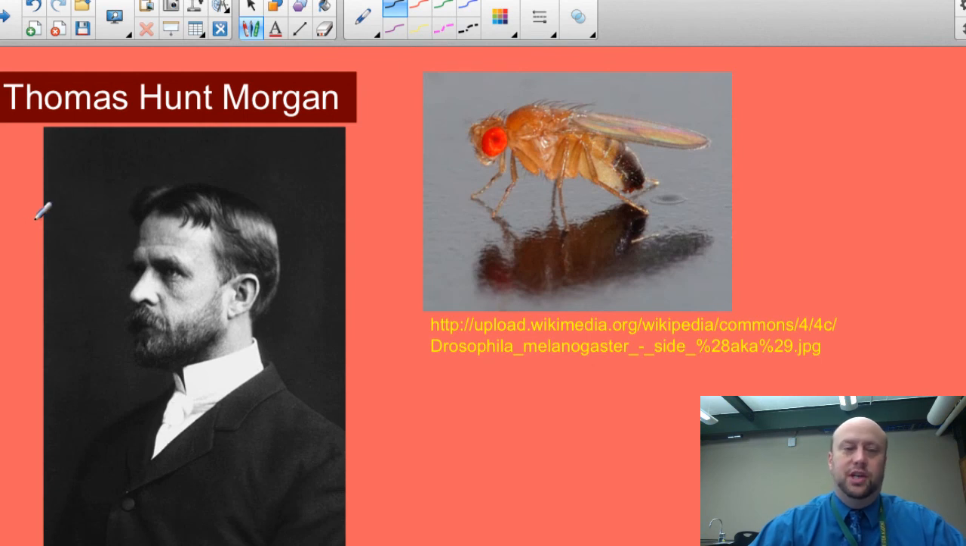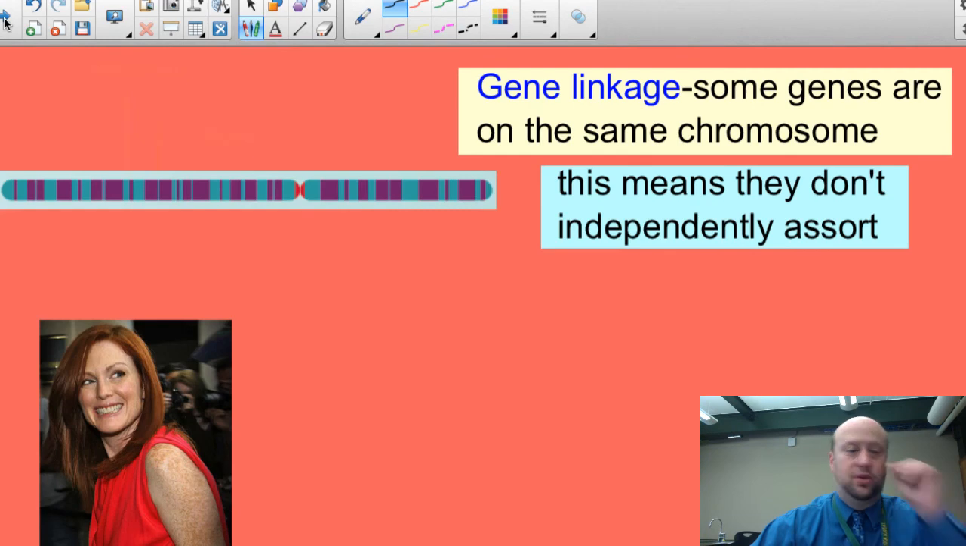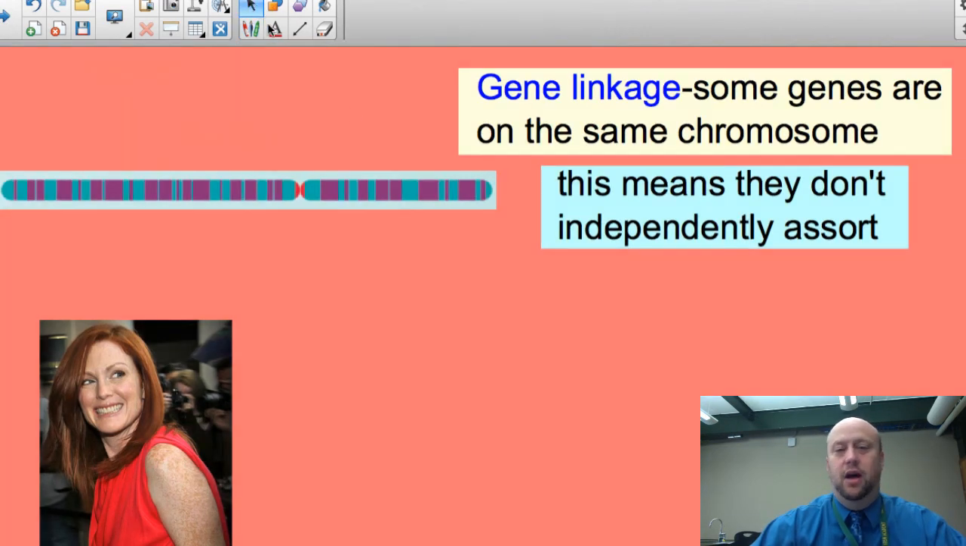So Thomas Hunt Morgan is going to do all of these studies, and what he does is that he agrees with a lot of Mendel's stuff, but he also finds cases where his experiments are not working out according to the classical Mendelian genetics. A couple of good examples of that: gene linkage is a great example. What Morgan found is that genes don't always independently assort.